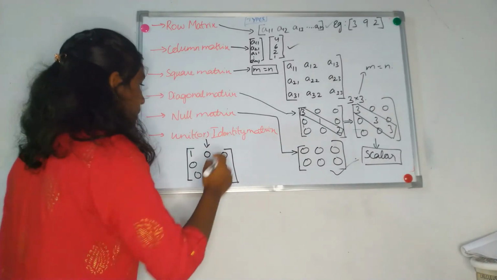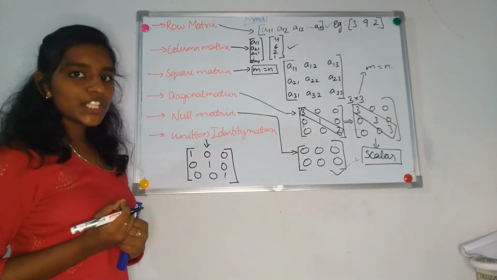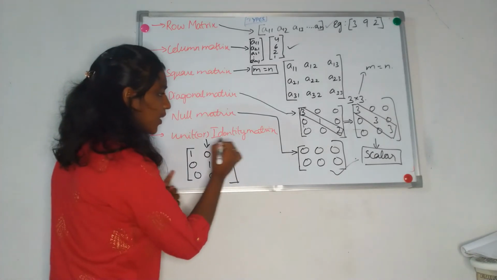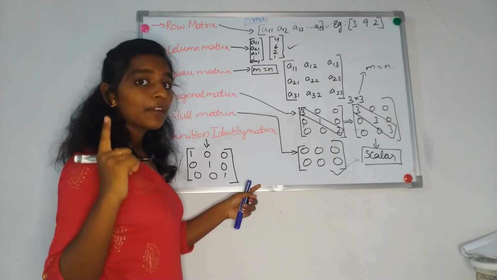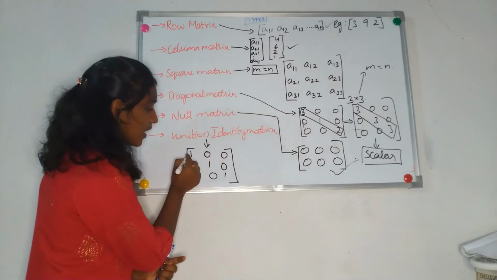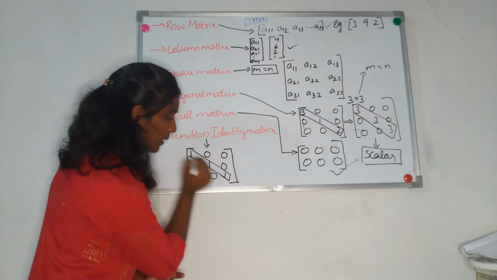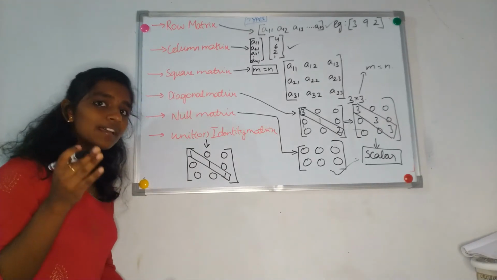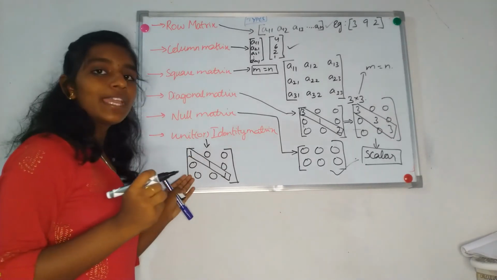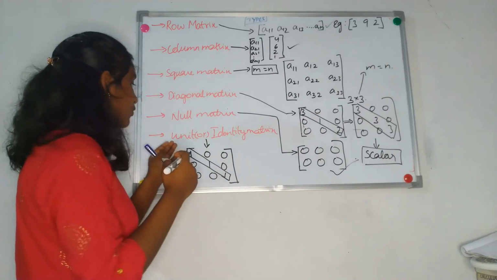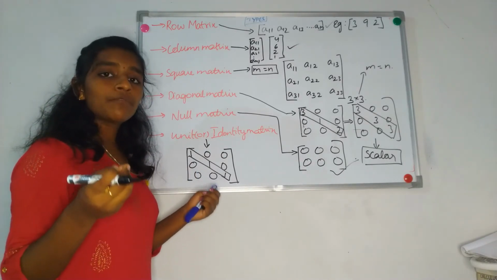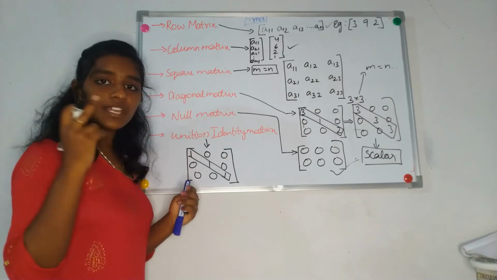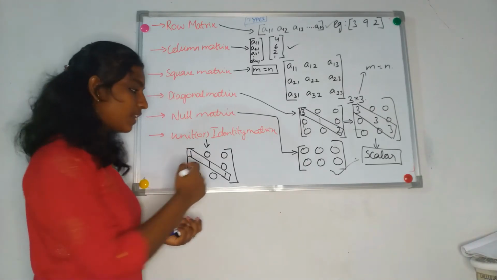Now could you develop a relation between these? Can a unit or identity matrix become a scalar matrix? Yes, it can. Why? Because in this all the diagonal elements are equal, so it will also be called a scalar matrix, and this will also be a diagonal matrix. If you have to write the definition of it, you can write it as a diagonal matrix in which all the diagonal elements are equal to 1.